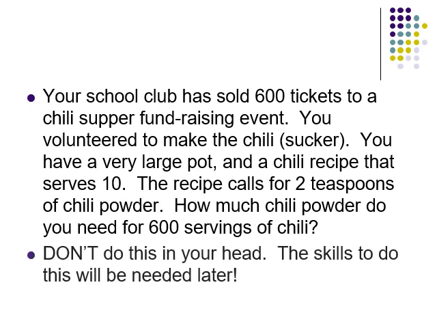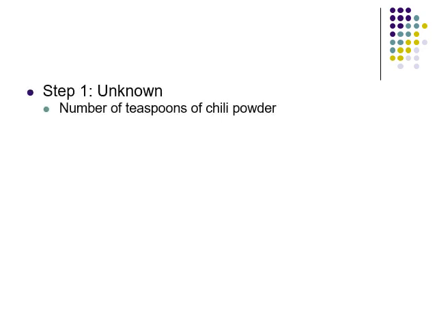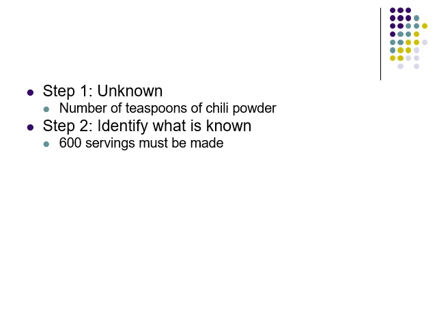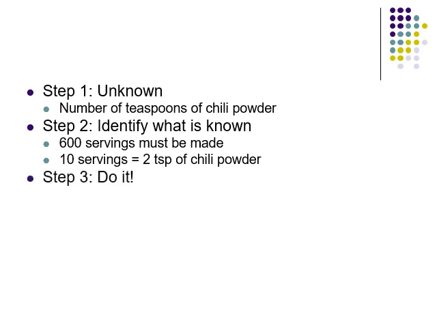So, again, don't do this in your head. I'm going to walk through it slowly. The skills that we're going to use to solve this one, we're going to use to solve harder problems coming up. So it's going to recap kind of our unknowns. We need to know the number of teaspoons of chili powder. That's our goal. What do we know? Well, we know that we need 600 servings. We know that 10 servings equals 2 teaspoons of chili powder. So we know that. And now we're going to do this.